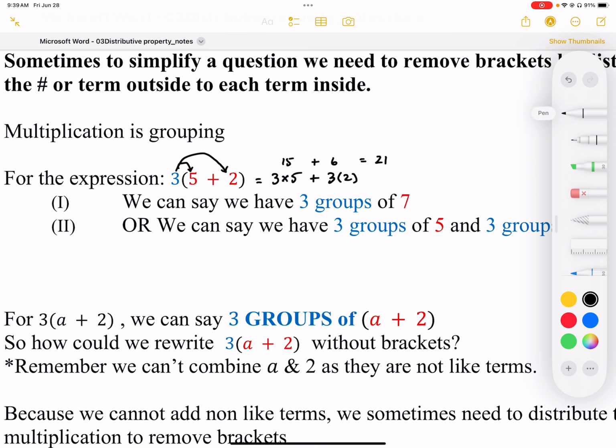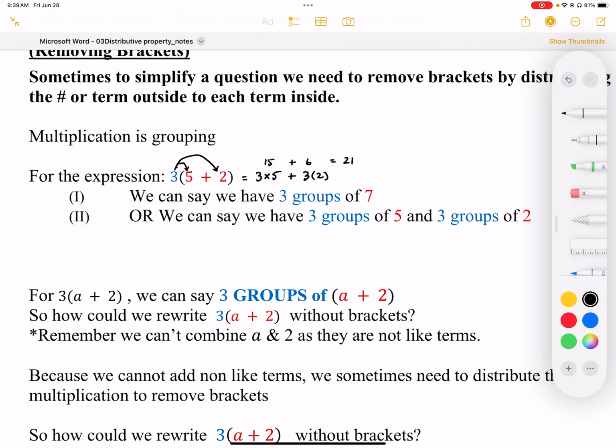We have 3 groups of 7 and 3 groups of 5. So three groups of 7, if we put it together using BEDMAS, that gives us 21. This is what we know is the right answer. We also have 3 groups of 5, which is 15, plus 3 groups of 2 is 6, and that also counts up 21. So notice that we're counting up the same number. That means that this distribution is a way we can count groupings in brackets like this.